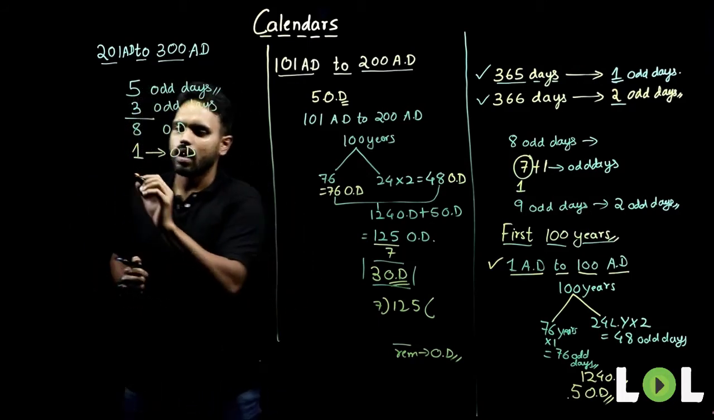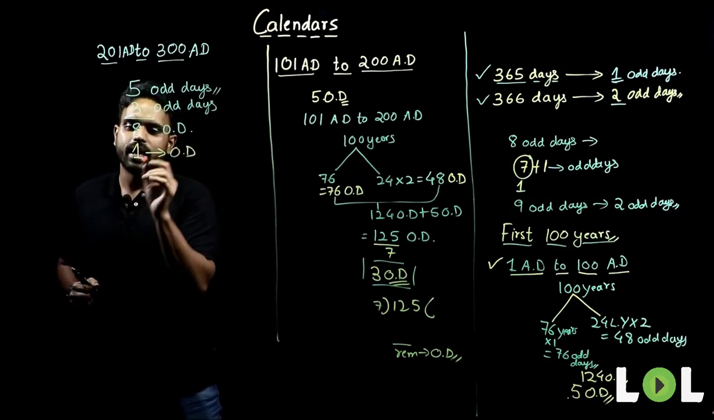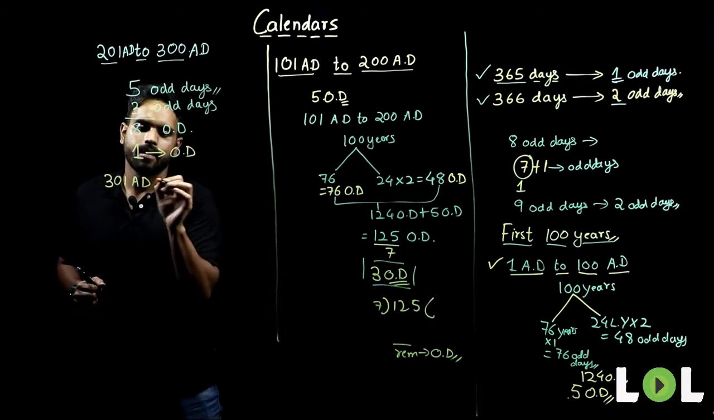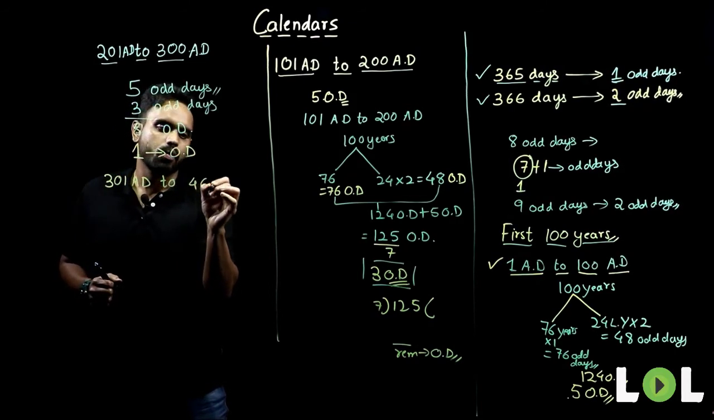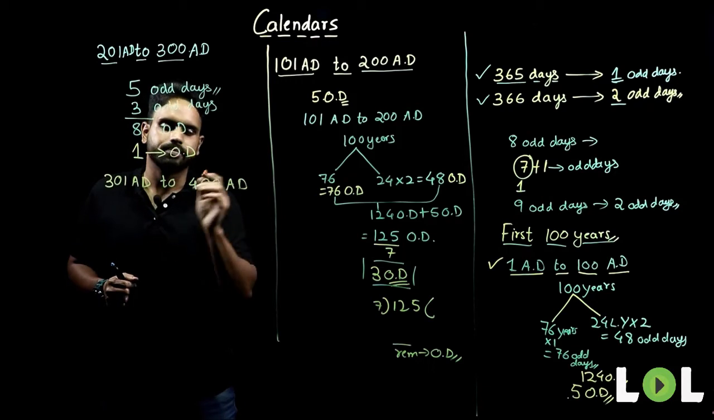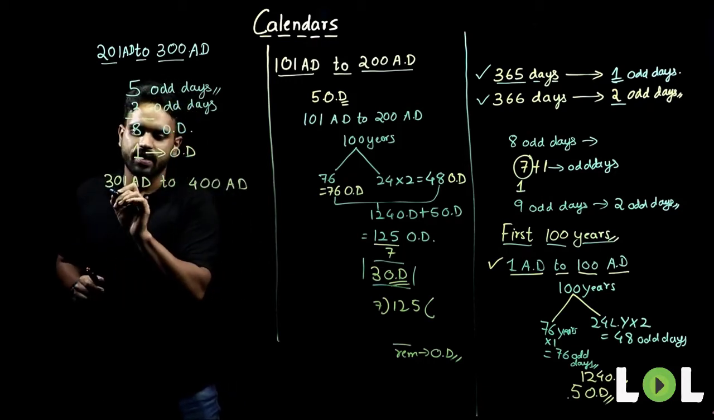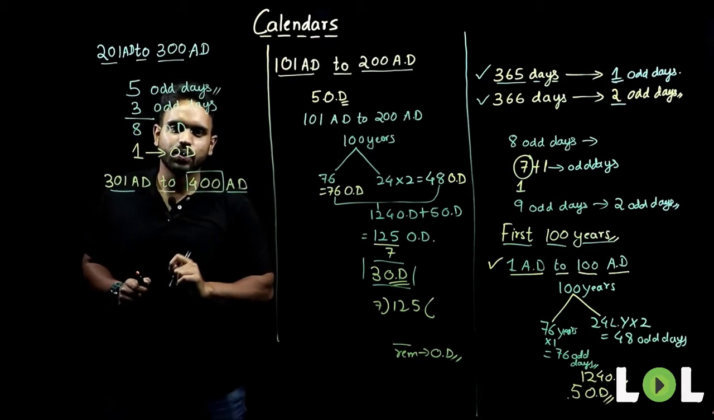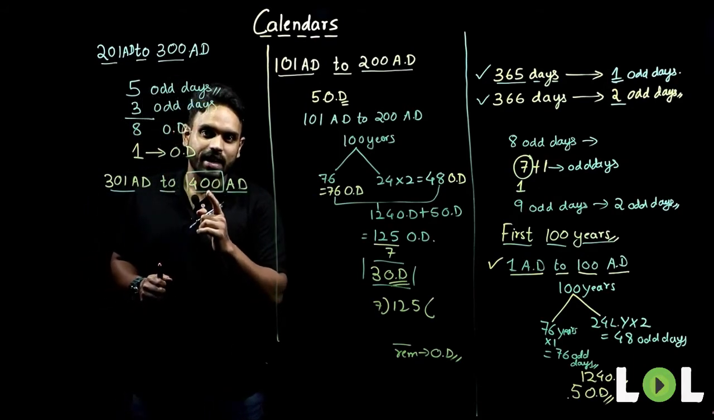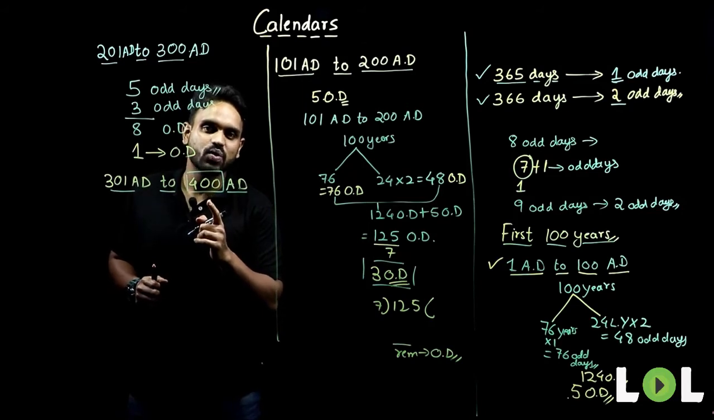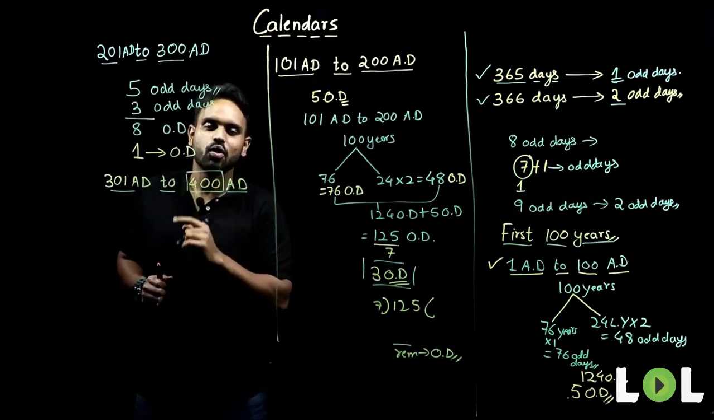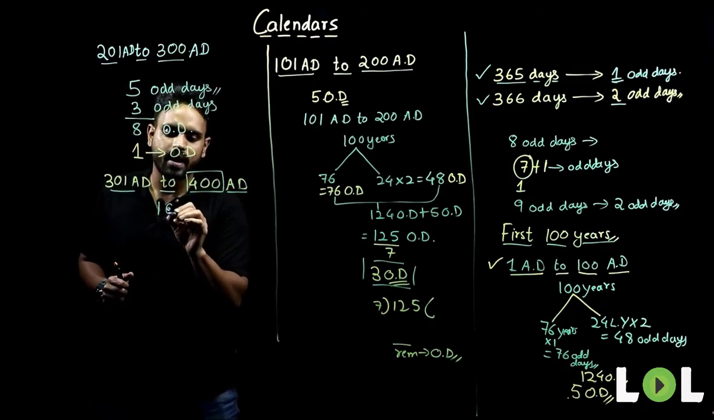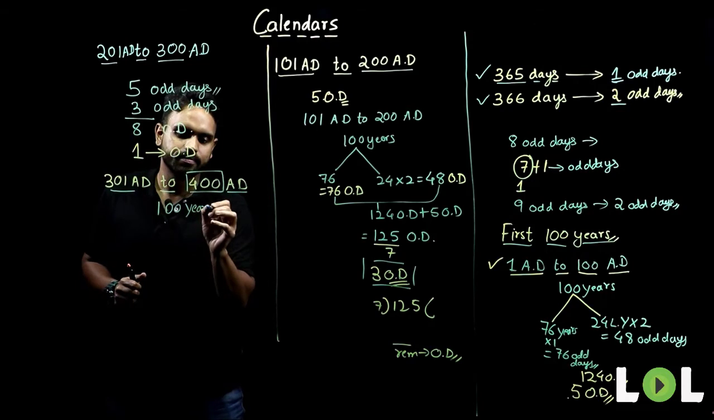Now, moving to the next century, that is 301 AD to 400 AD. We will be solving this because we have our magic century year, which is divisible by 400. Meaning, it will also be a leap year. So how many years do I have from 301 to 400? I have 100 years here.